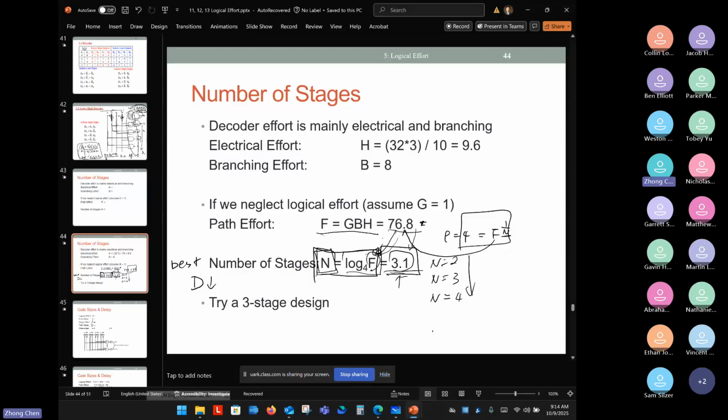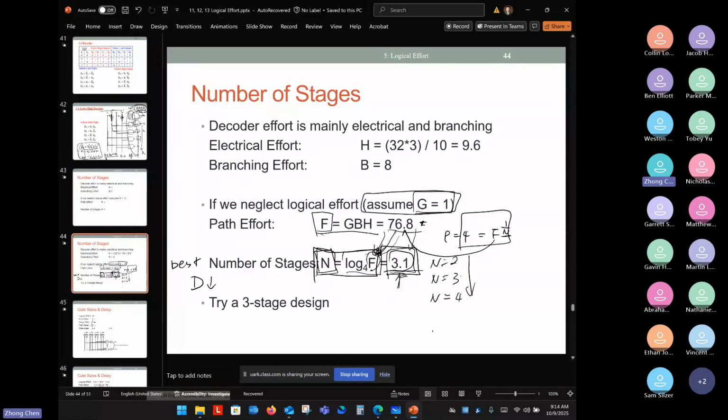Because when we do the estimation, we have assumed that g is equal to 1. That is an approximation, because for the AND gate, the NOR gate, or 4-input NOR gates, the g value is not exactly equal to 1. So you will have some variations in F, and when you back-calculate the best number of stages, that will affect your n. So once you have some initial ballpark value to evaluate the total path effort, you get a number.